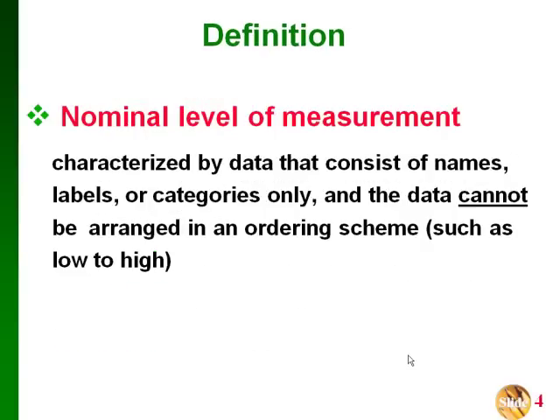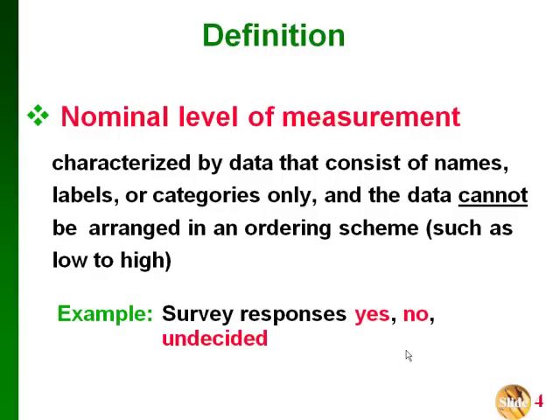Okay, then we have our 4 levels of measurement. The first one is the nominal level, and this is just names or labels. This is categorical data that can't be arranged in an order that makes any sense. So an example of this would be survey responses that were yes, no, or undecided.